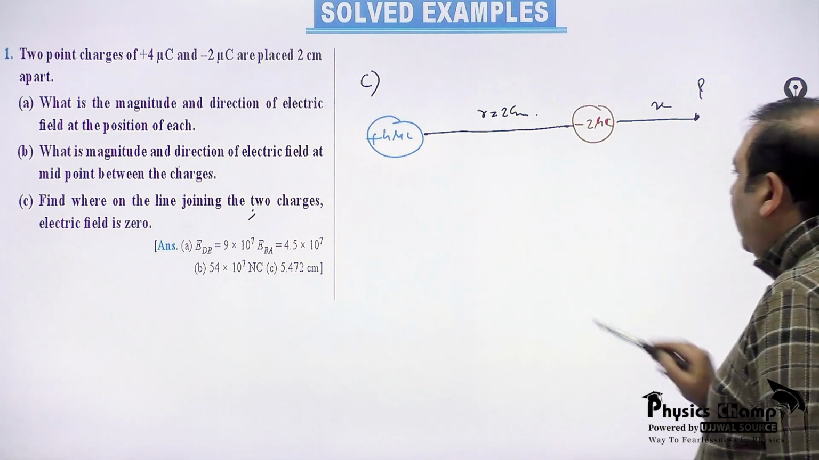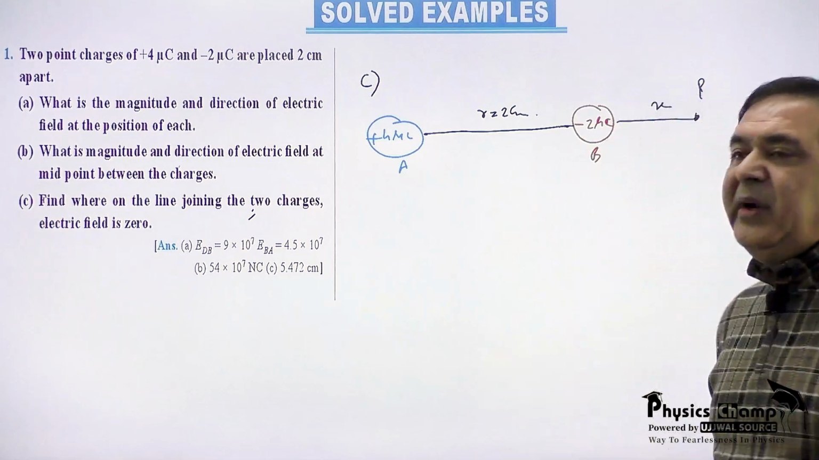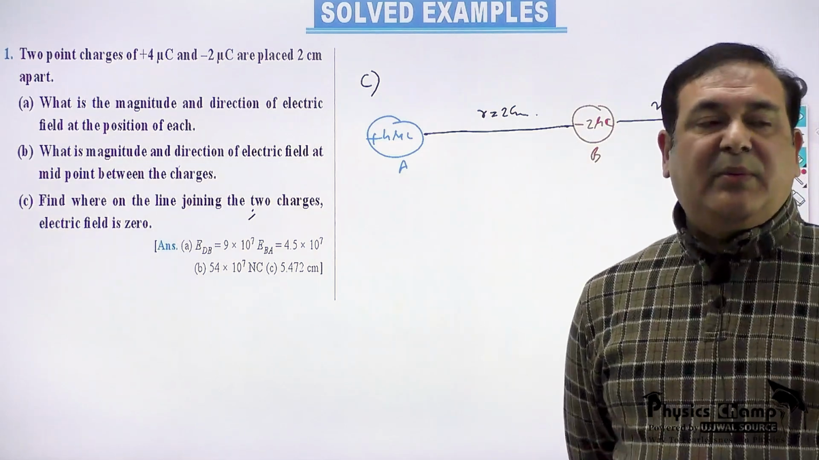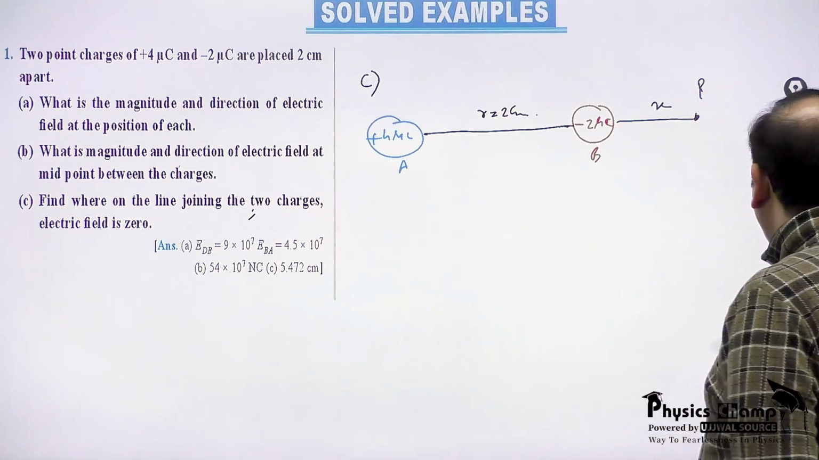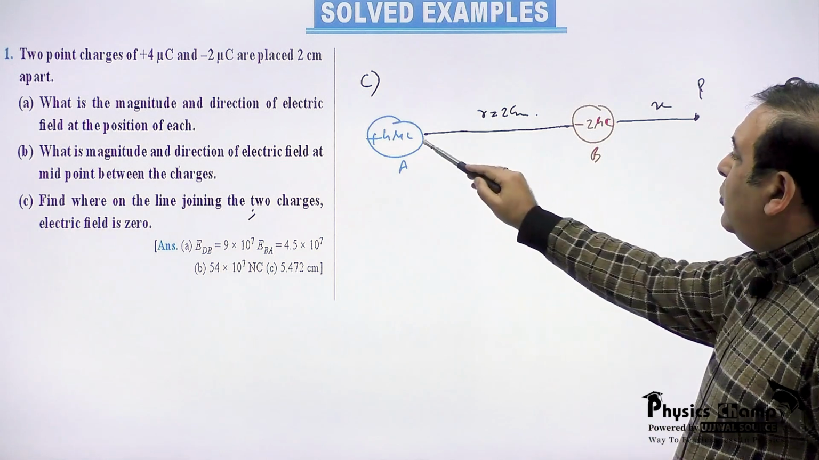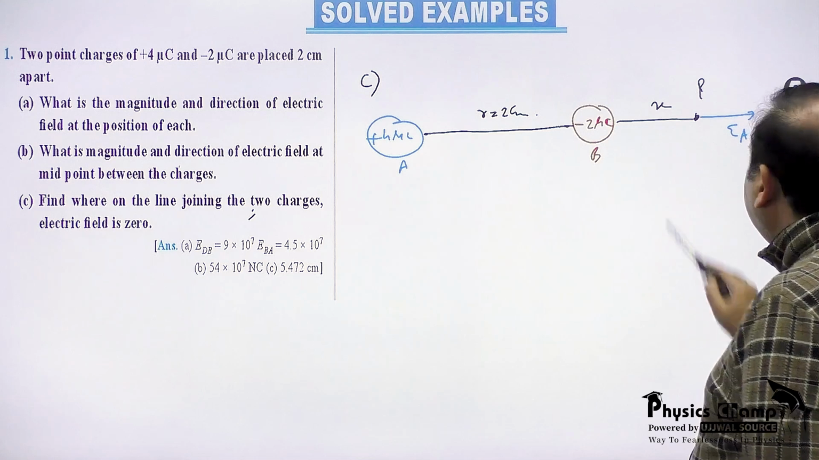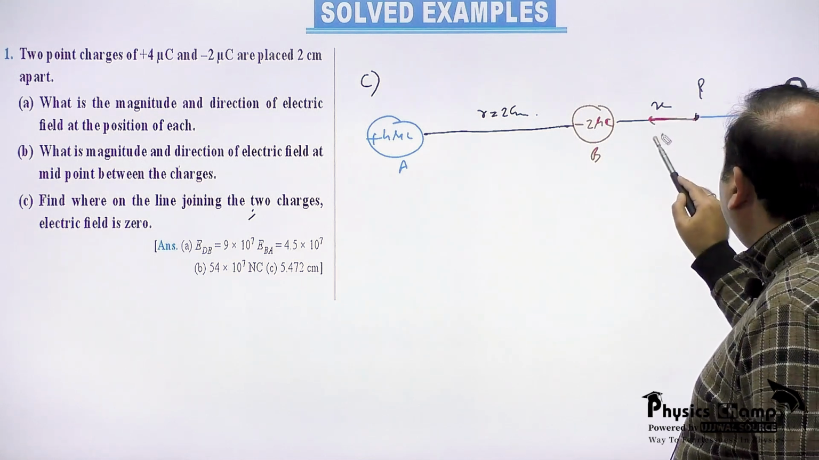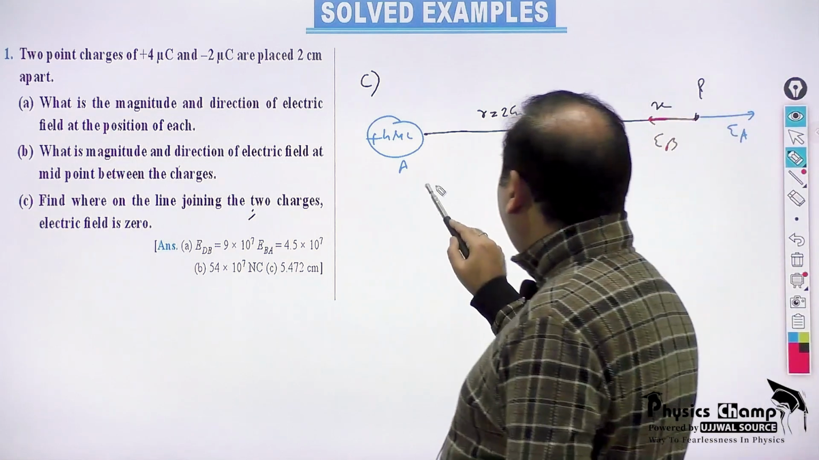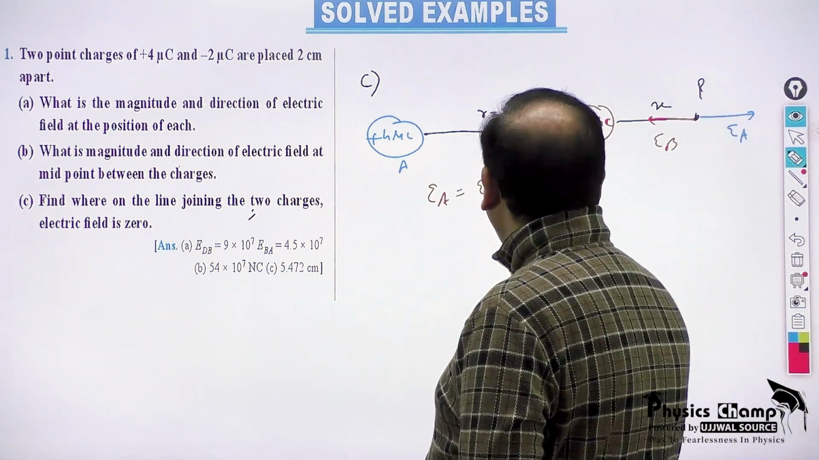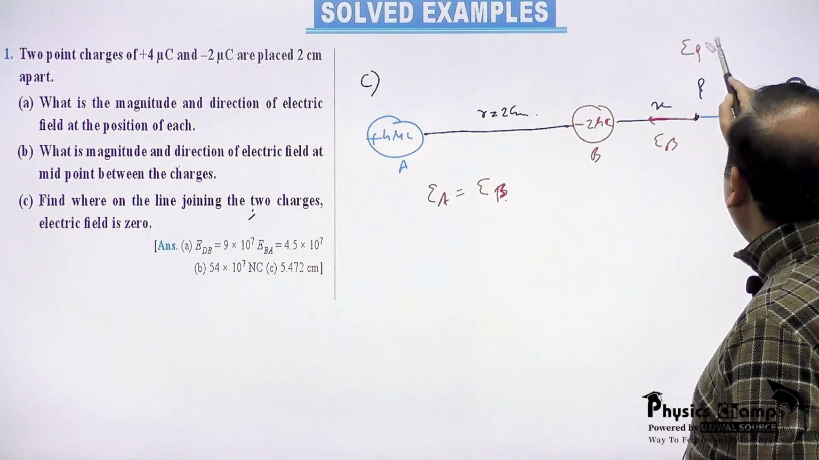Now this is A and this is B. Maybe at a point P, we are getting the net electric field to be 0. Now at point P, there are two electric fields. One is due to this 4 microcoulomb, it is EA, and one is due to this minus 2 microcoulomb, it is EB. So we want EA to be equal to EB, then only the net electric field at P will be 0. We want EP to be 0.